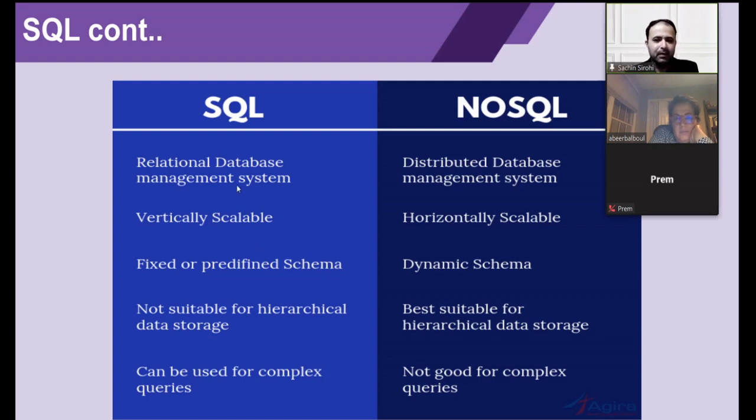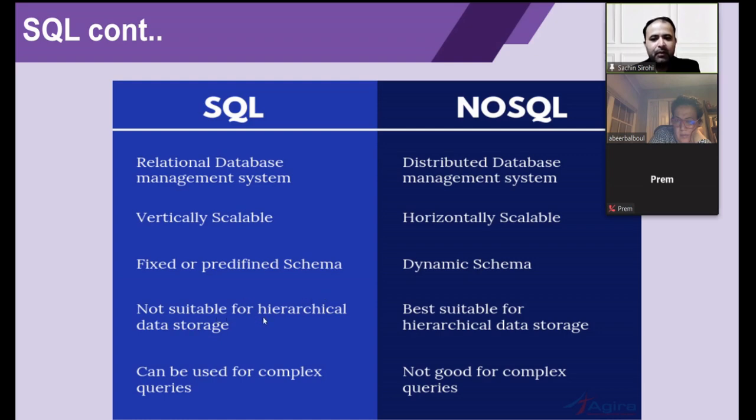SQL is vertically scalable. We can add one column, two columns, three columns as per the requirement of the company. And NoSQL is horizontally scalable. We can scale horizontally with one record, two records, something like that. If I'm talking about SQL, it has a fixed, predefined schema, with predefined columns in which we store data. But if I'm talking about NoSQL, there is no schema, no rule. You can store the data as per your requirement.